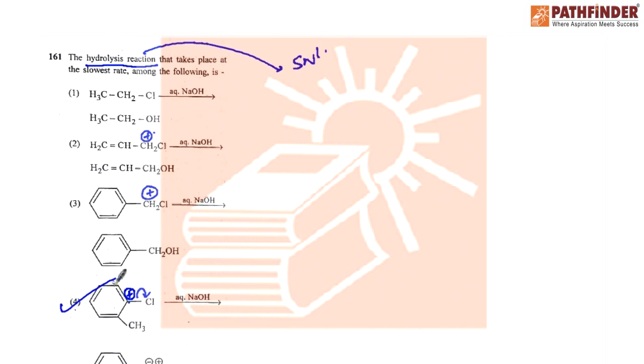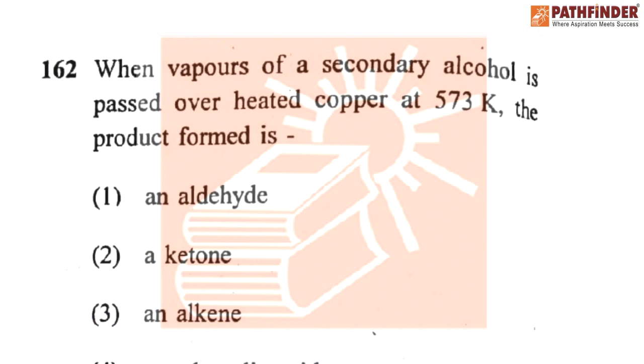Okay, let's move on to the next question. When vapors of secondary alcohol are passed over heated copper, the product formed will be a ketone. Actually, when it is passed over, this bond breaks, and ultimately a ketone will be the resulting product. Very easy question. Let's move on to the next question.